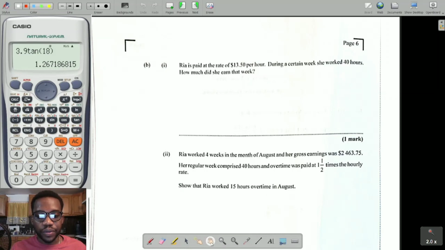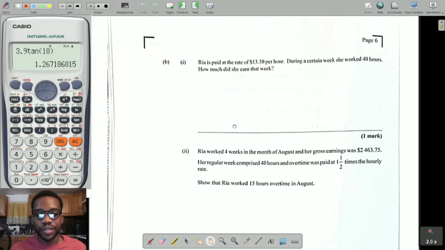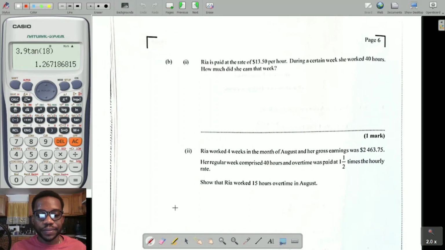Now, right here, realize that we have a consumer arithmetic question. Let's get right into it. It says Ria is paid at a rate of $13.50 per hour. During a certain week, she worked 40 hours. How much did she earn that week? Now, of course, this is straightforward, right? So you're getting $13.50 per hour. So here we could talk about probably her basic week, which is equal to 40 hours. So we can use that to find the basic wage.